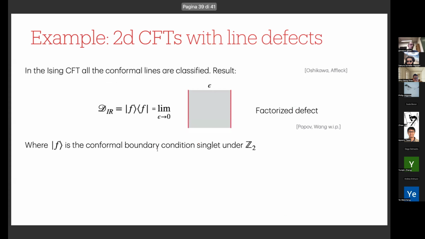Okay, in the Ising CFT, we also know all the possible conformal lines of the theory. And we can solve the RG flow. And what we find is that the defect in the infrared becomes a factorized defect, namely a product of two boundary conditions. And the boundary condition that we get is the one which is Z2 singlet, such that this defect in the infrared is symmetry reflecting. And it has a trivial anomaly just because it's factorized. So the end line on the left cannot fill the endpoints on the right.